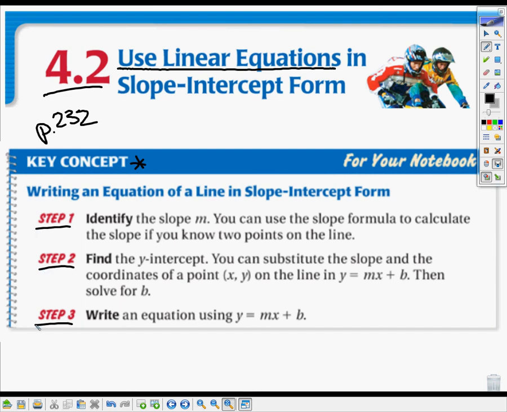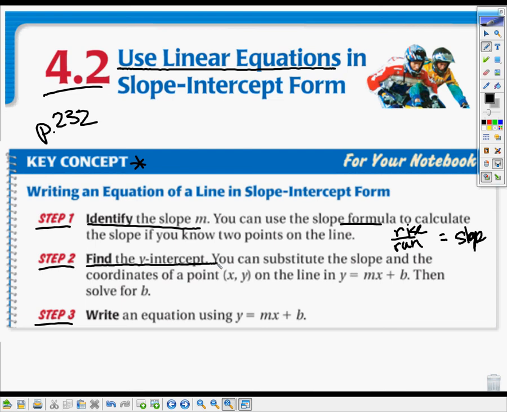Step one being that you'll identify the slope. You'll have to calculate the slope, possibly using the slope formula, or you may end up using that slope is equal to rise over run as well. Okay, we already wrote that down. After you get the slope, you'll have to end up finding the y-intercept, and that'll be new.